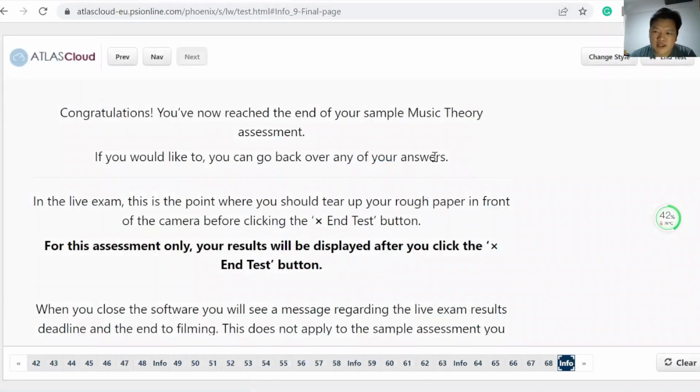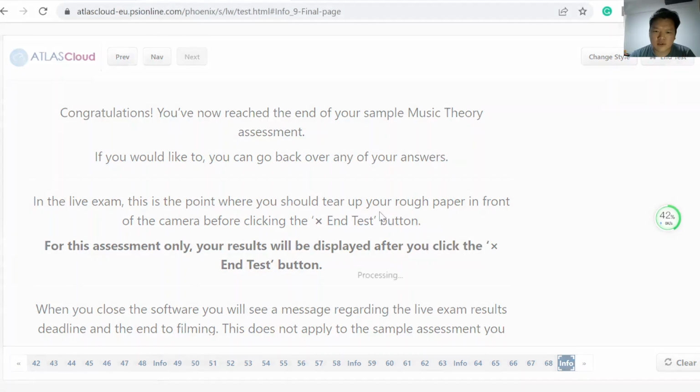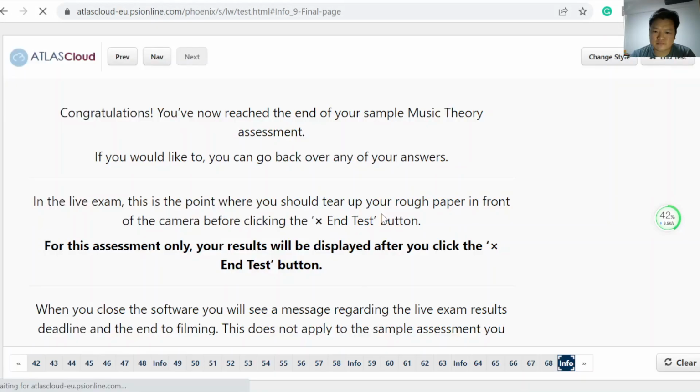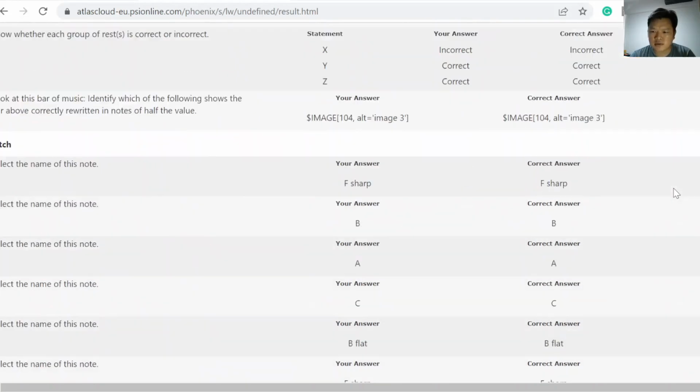Okay, let's come to the end already. Let's end the test and see whether I can score full marks, right? Okay, that's what you want. Dun dun. Okay, can you see? That is 75, out of 75. Right. So you get full marks over here. All questions answered correctly.